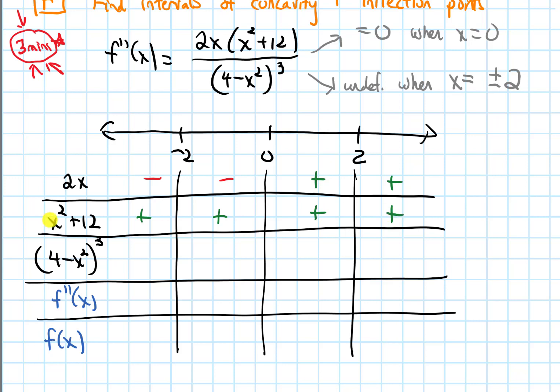I could also just think about it algebraically. X squared is always greater than or equal to 0. So when you add 12 to it, that whole thing is always going to be greater than or equal to 12. So definitely always positive.